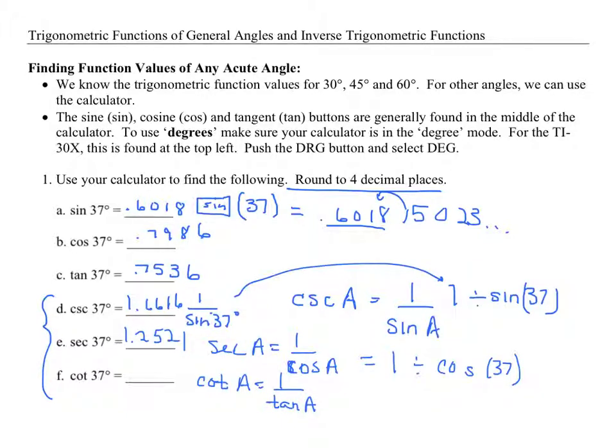Now cotangent, we're going to use that the reciprocal of the cotangent is the tangent. So the cotangent of A is equal to 1 over the tangent of that. So I'm going to do 1 divided by the tangent of 37 degrees. But my calculator is in degree mode, so luckily I don't have to put that in. And when I get that to 4 decimal places, it's 1.3270.